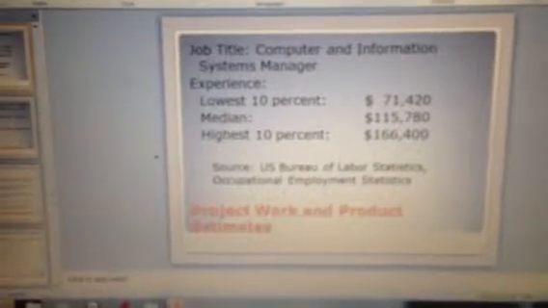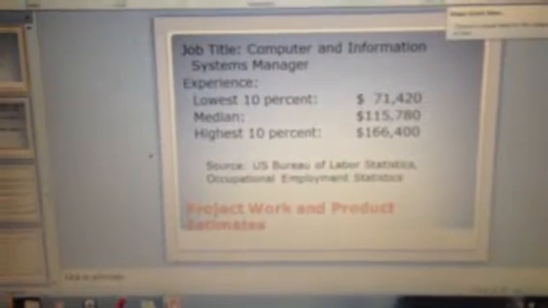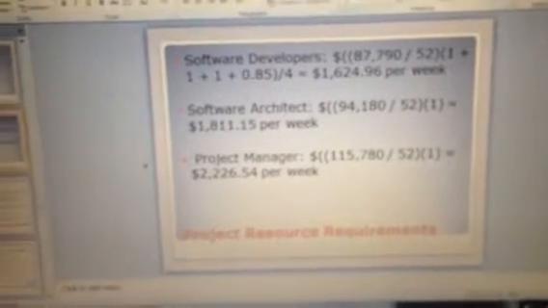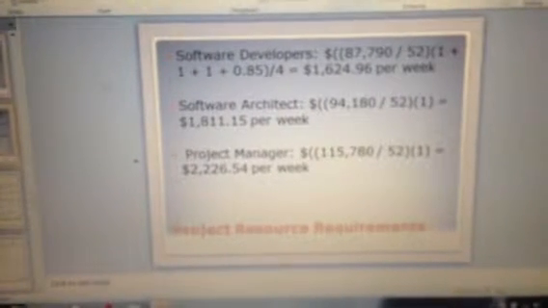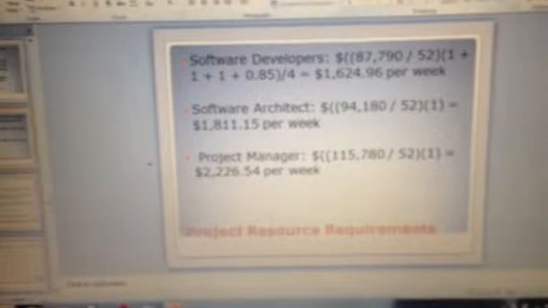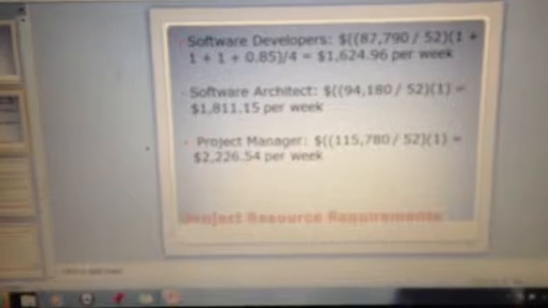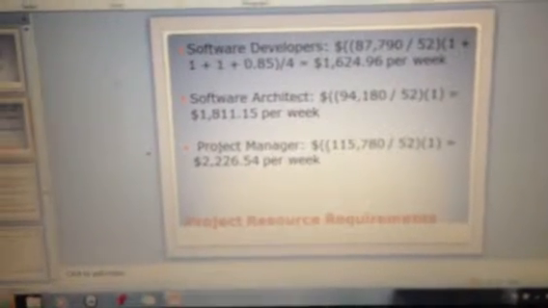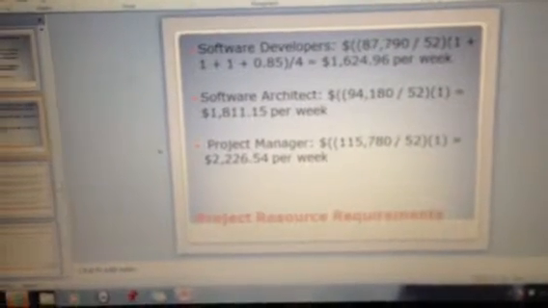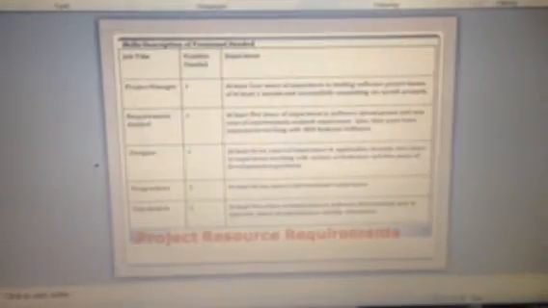And then for our project manager, we looked also at a different metric, which was that of a computer and information systems manager. And basically we just used all of those metrics to calculate the average per week cost for software developer, software architect, and the project manager. For the software developers, that included all of the other roles of the project, including the requirements analyst, the developers, and the test analyst. So that pretty much covers our whole project team.